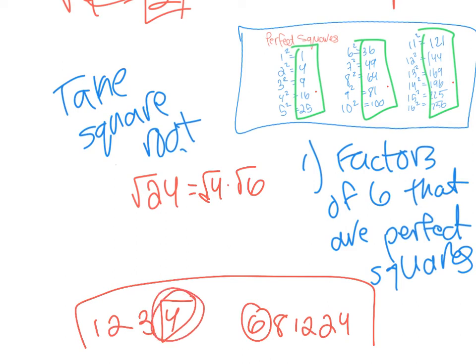So 4 is a perfect square. So I know I can take the square root of 4, okay? And 6 goes with it. So let's do this. Square root of 4 is 2, and then I have square root of 6. Now, you want to make sure that whatever is left over in the radical, that there aren't any perfect squares inside of there. Are there perfect squares inside of 6? 2 and 3, 1 and 6. Nope, we're good. So that's our answer right there.